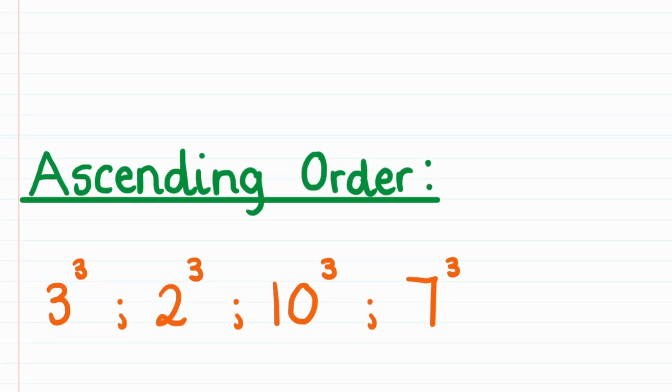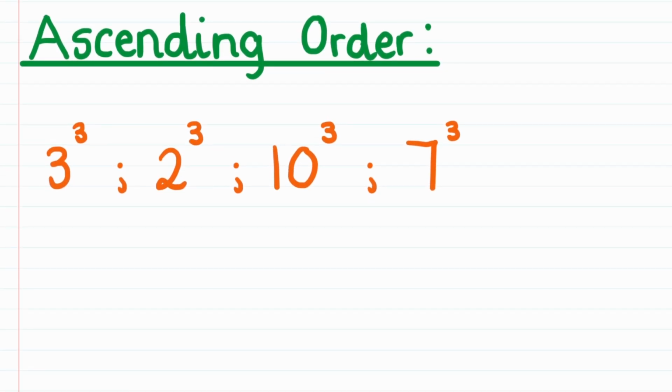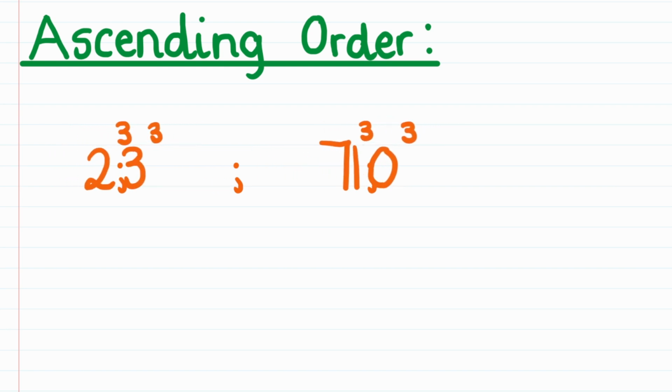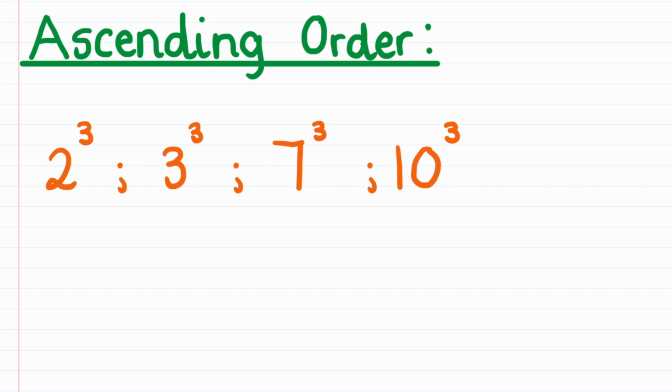The same rules can be applied when you are ordering exponents as well. Let's take a look at ascending order, which we know is from smallest to biggest. I've been given 3 cubed, 2 cubed, 10 cubed, and 7 cubed. Here, the same rule applies, so all my exponents are the same, so all I need to do is focus on the bases and order them in ascending order. So that means 2 cubed would come first, followed by 3 cubed. Then it would be 7 cubed, and the largest exponent would be 10 cubed.